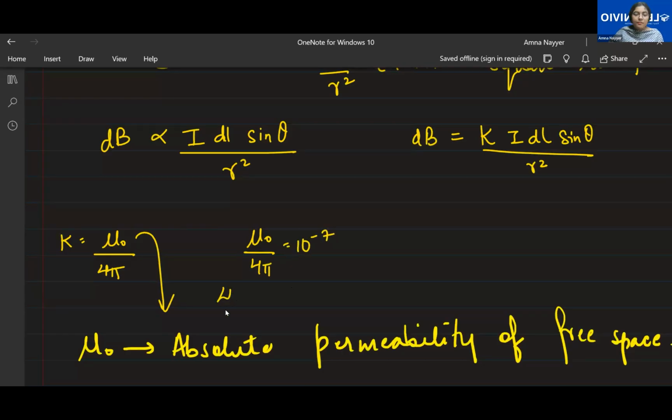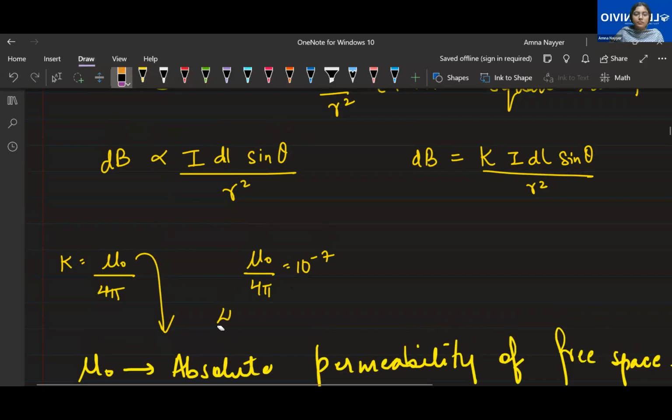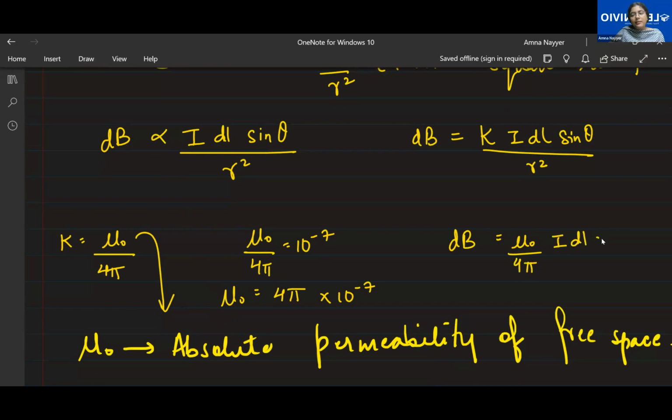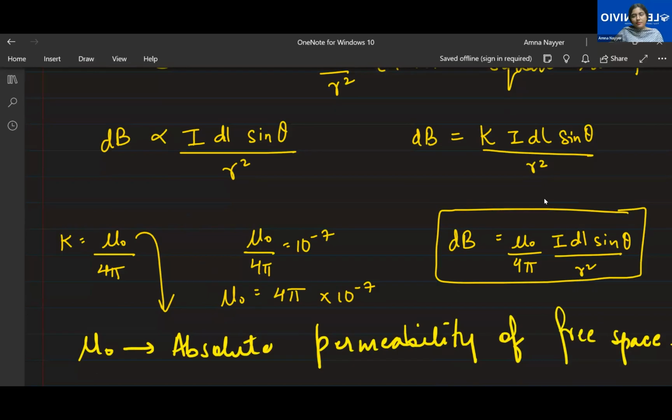So we can say mu naught is equal to 4 pi into 10 to the power minus 7. I can write the final formula as B is equal to mu naught by 4 pi, I dl sine theta divided by r square. Whatever value you get, this much Tesla is the final answer. We will see directions. There are different rules for direction. We'll be following the right hand thumb rule. That's it. No left hand.